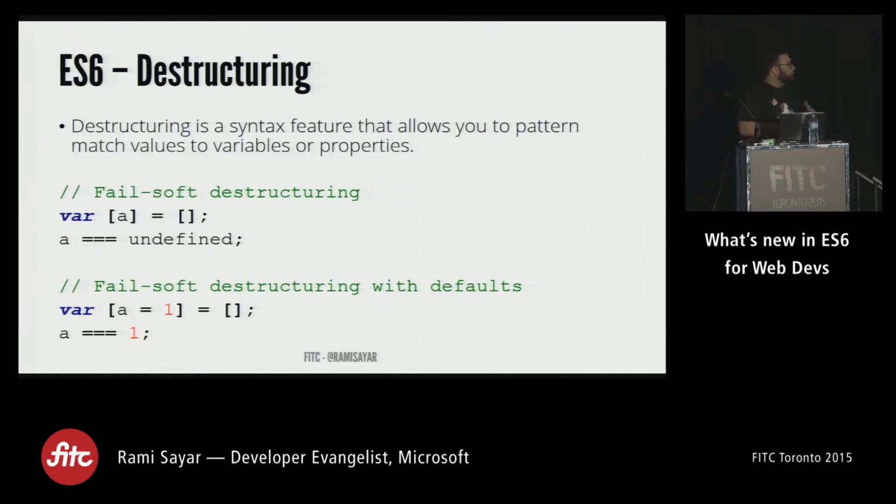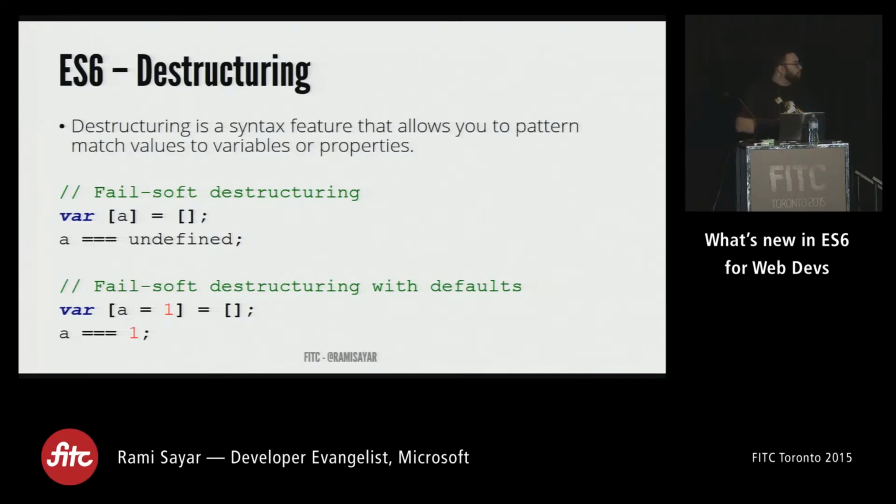Now, another neat thing about this is that it's also fail-soft. So when you have a variable that's undefined, when you're doing a destructuring, if you don't match, it's not going to crash your program. So if I have an array of A and I'm setting it equal to an array that's empty, it's not going to crash. It's just going to set it to undefined, just like you would if you're referencing a variable that's undefined. So this was really cool.